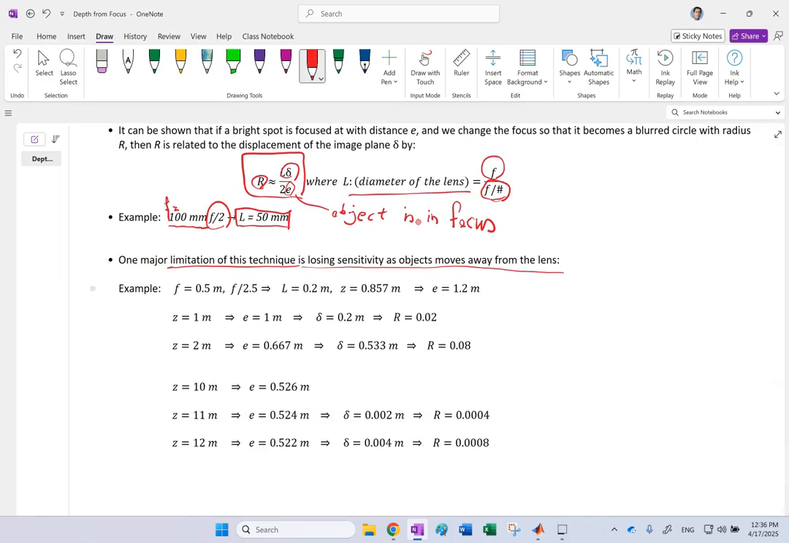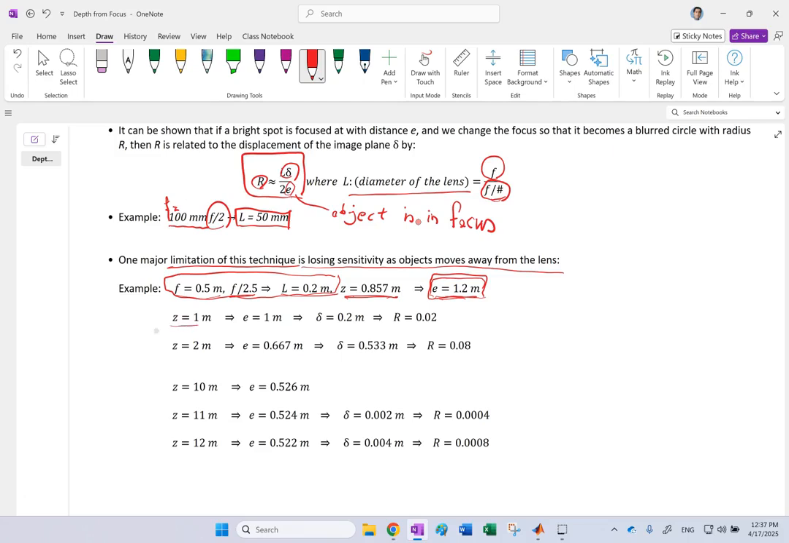So let's say you have a lens with focal length of 0.5 meter and with the focal length number of 2.5. That means your L is 0.2 meters. Now let's consider two different scenarios. Scenario one. First, you put your object at 0.857 meters. That means, based on the lens formula, your image plane distance should be 1.2 meters. So this is what you have, perfect focus object and everything. Now you get the picture of the object out of the focus.